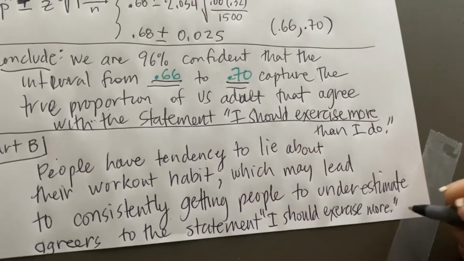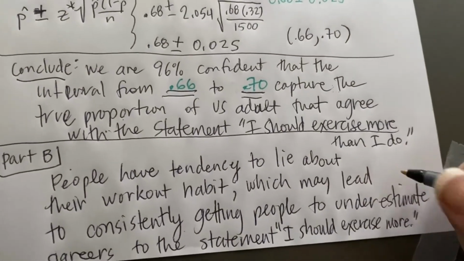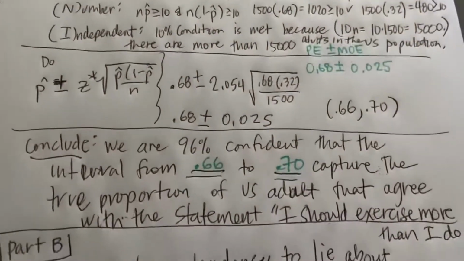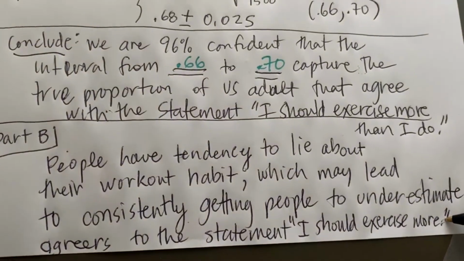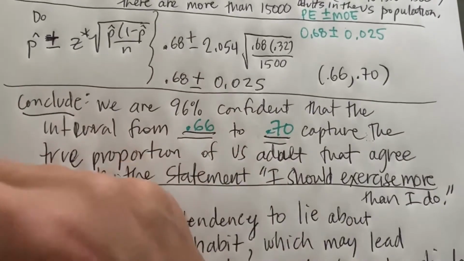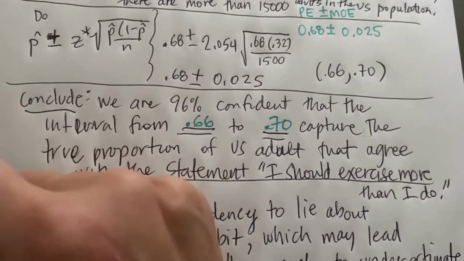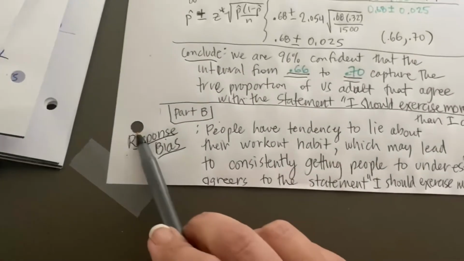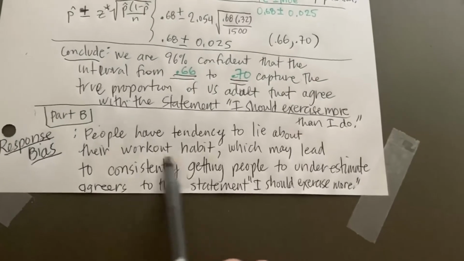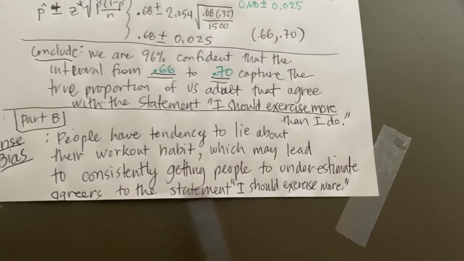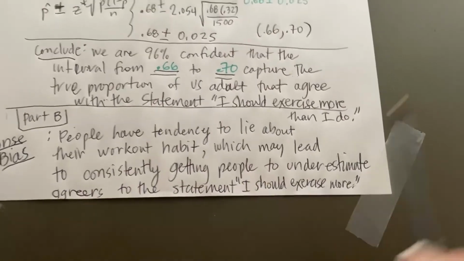Okay, now you could probably equally argue the other way around, but again, they said 68% of people said I should exercise more. Yeah, I'd agree with that. People may have a tendency to lie, right? This is called response bias. And yes, we want to say the name because especially on multiple choice questions, we have to name it. People have a tendency to lie about their workout habits, which may lead to consistently getting people to underestimate those that would agree to the statement, I should exercise more.